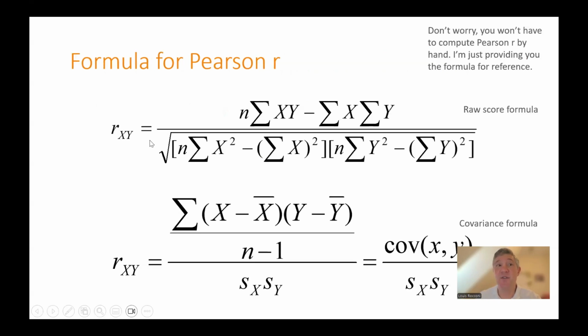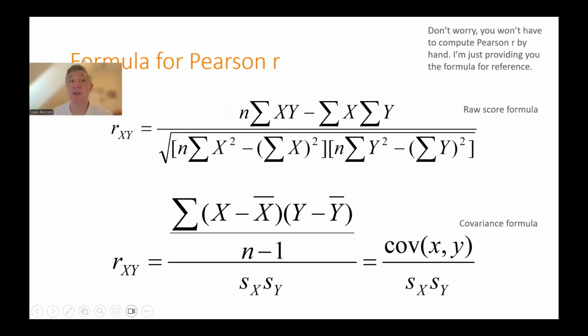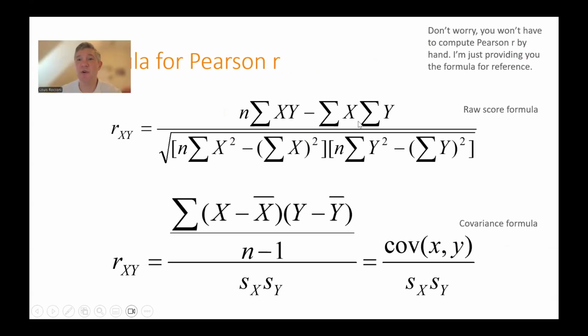Here is the formula for calculating Pearson's R, both in the raw score form and in the covariance form. You don't have to memorize it. We're going to let the computer calculate the correlation for us. But if you do want to know how it was calculated, you can calculate it from the raw x and y values for each observation of that variable, or from the covariance of the two variables.